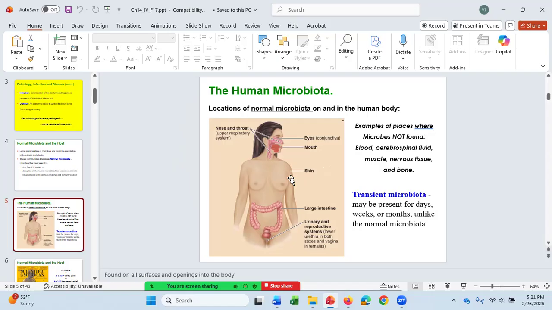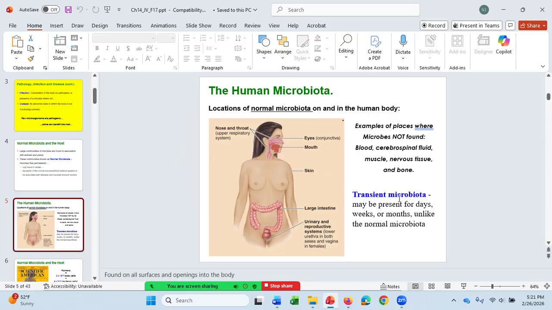That differs from transient microbiota, where the microbe may be present for days, weeks, or months, instead of the normal microbiota, where the microbe lives with the host essentially for the entire host life, or most of it. Any question about any of that?